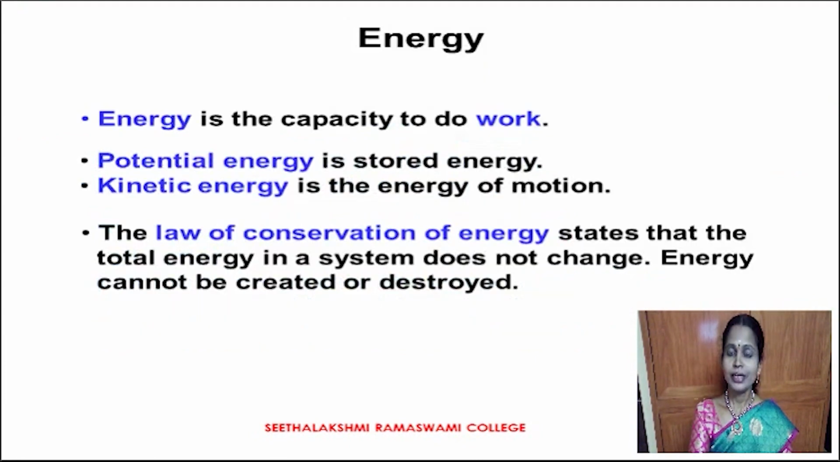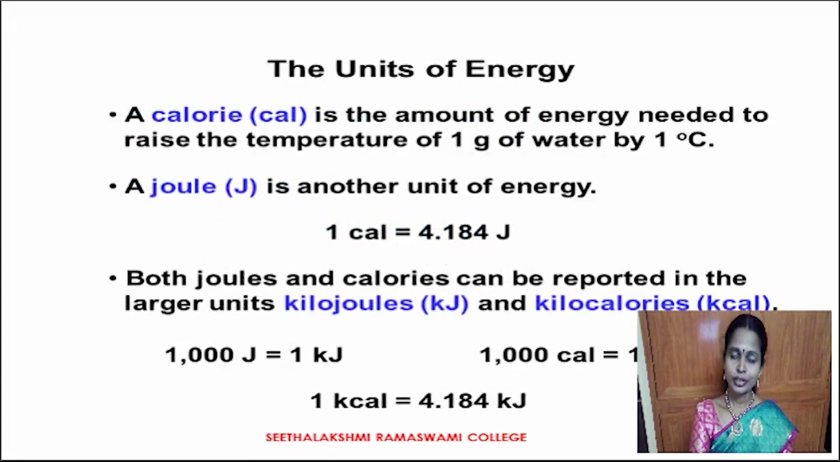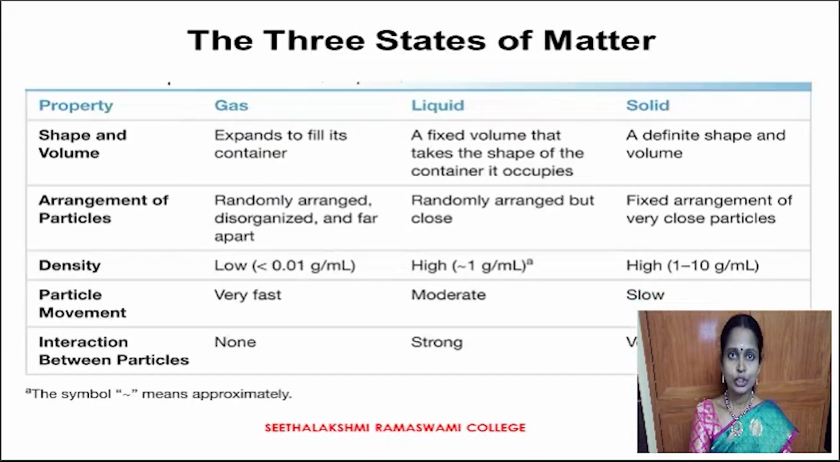Energy is defined as the capacity to do work. Potential energy is the stored energy, whereas kinetic energy is the energy of motion. The law of conservation of energy states that the total energy in a system does not change, or in other words, energy cannot be created or destroyed. The two units of energy are calorie and joule. Joule is the SI unit, and 1 calorie is equal to 4.184 joules.